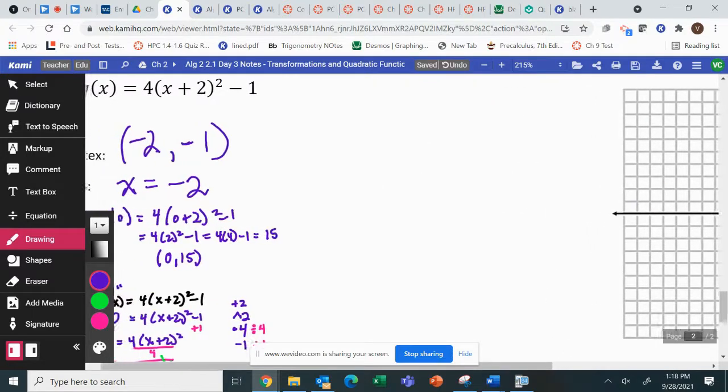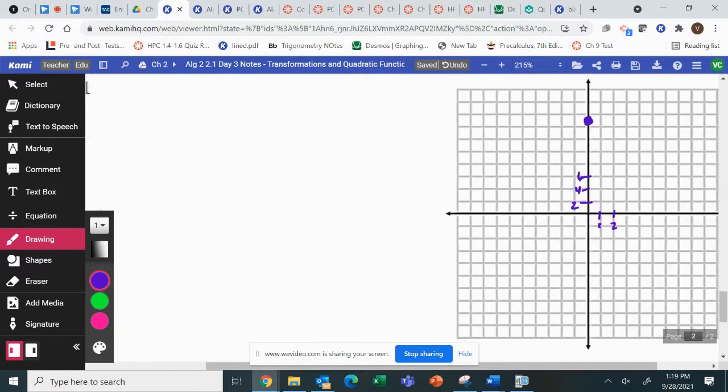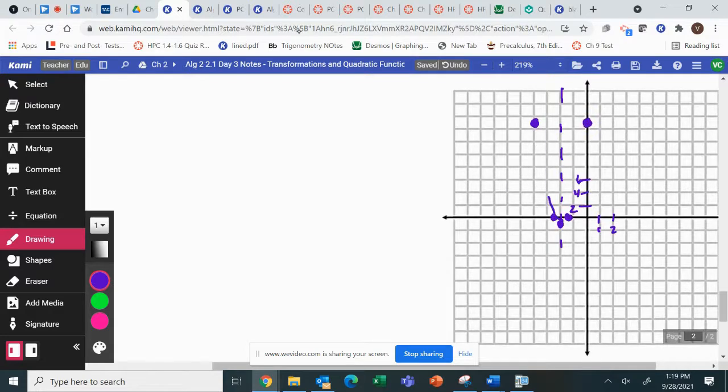My negative 2, negative 1 is my vertex. Negative 2, negative 1 would be here. My axis of symmetry is at negative 2, so I can find a mirror point. The x-intercepts are here at negative 1.5 and negative 2.5. And so that is enough points. But remember, if you need more points, you can always find more points with a transformation table or just picking x's to plug in.